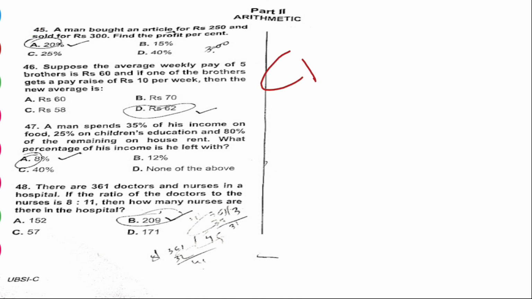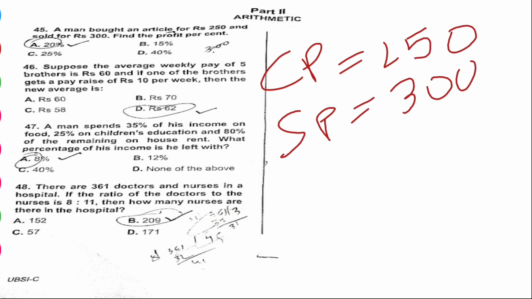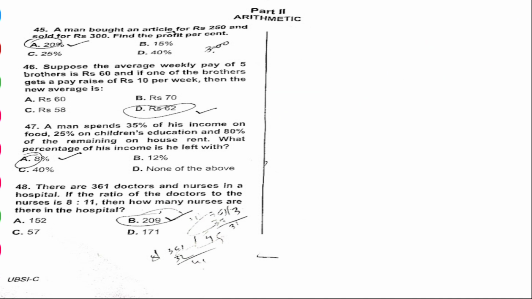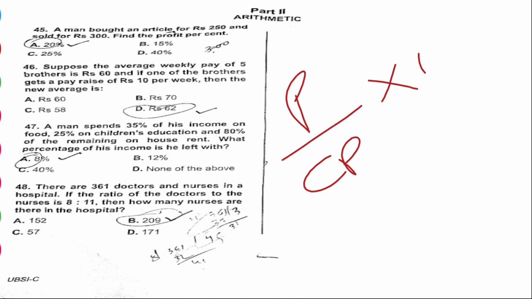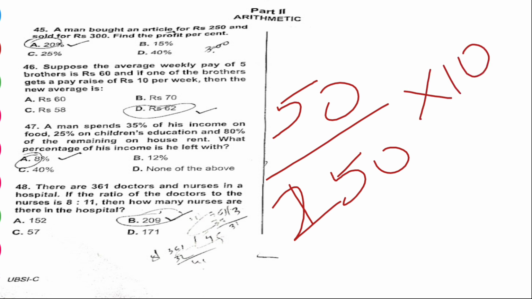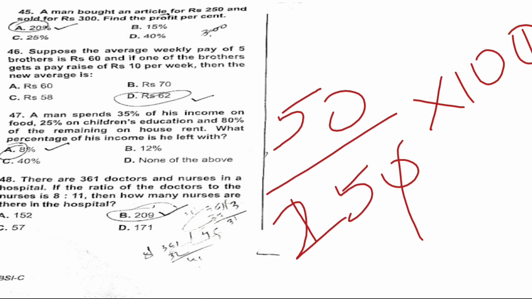It is saying that the cost price of the article is 250 rupees and he sold it at 300. So that means you're getting a profit of 50 rupees, right? Because he purchased it at 250 and sold at 300. The question is asking to find the profit percent. We know the formula: profit percent is profit divided by cost price, into 100. Put the value of profit, which is 50, and the cost price of the article was 250, multiplied by 100. So you solve it, and you get the answer as 20%.